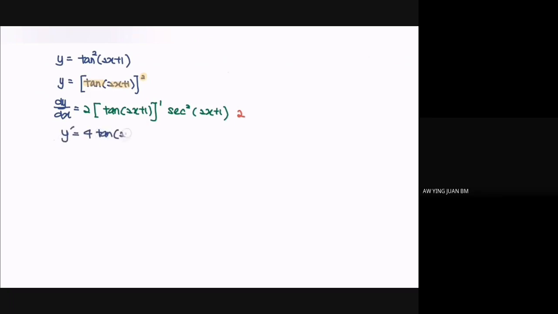Here we have y equals tangent squared of (2x plus 1). Kindly rewrite the situation: y equals tangent (2x plus 1), where we have the power 2. Differentiate y with respect to x. First, focus on the power, and we will have 2 tangent (2x plus 1) to the power 1. Then focus on tangent, and we will have secant squared (2x plus 1). Next, focus on the internal function, and we will have 2. Rewrite the situation: y prime equals 4 tangent (2x plus 1) multiplied by secant squared (2x plus 1).